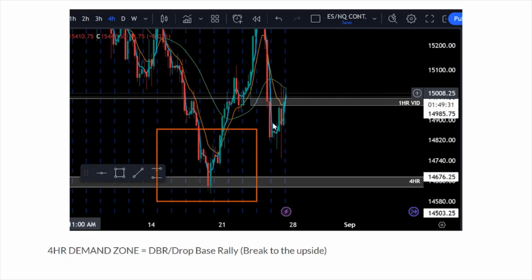For the next one, it's an example of a 4-hour demand zone and how I see it. So I did draw this 4-hour demand zone actually a while back. I want to say maybe it was a month or so ago. And finally, we came to retest it.